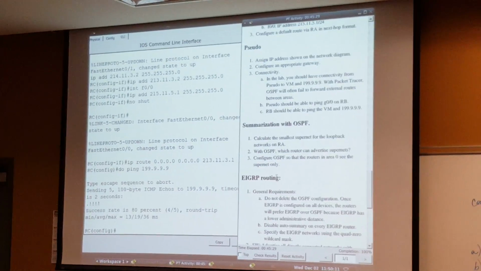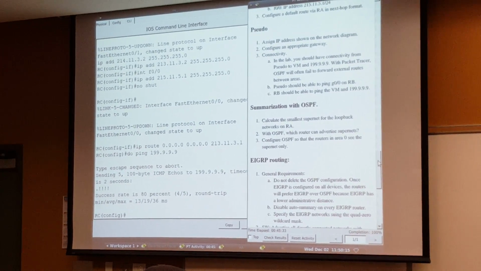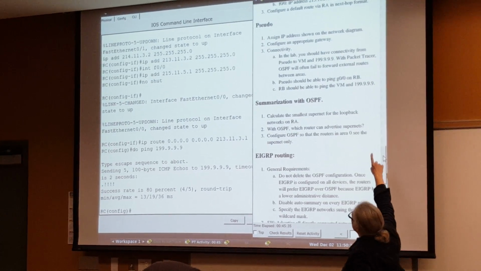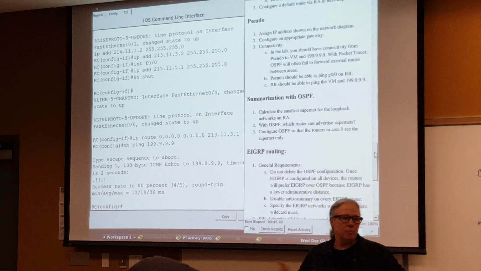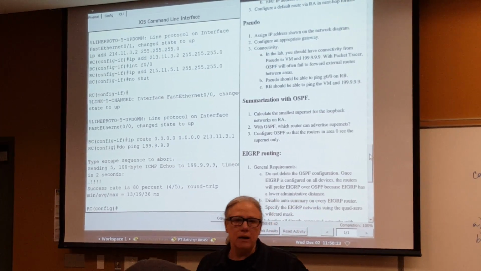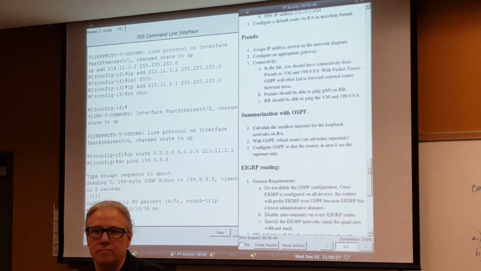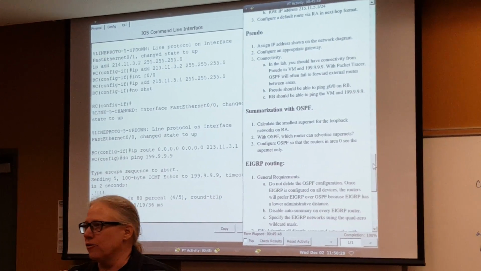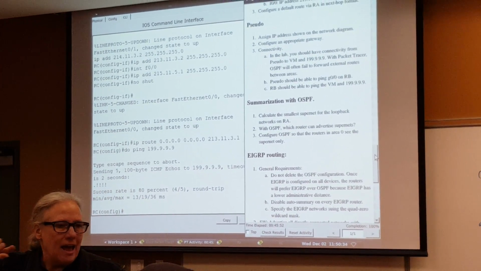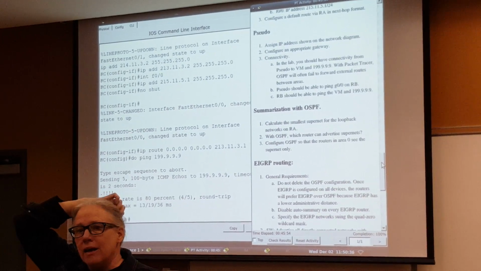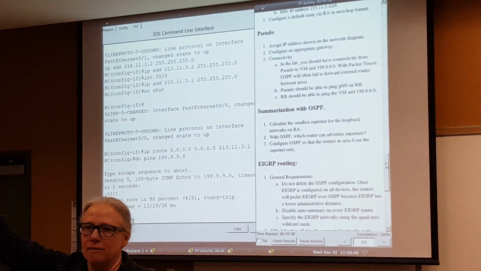Once I did the summarization, so connectivity, when you're testing connectivity, and this is up at the top, in the lab from the pseudo PC that I haven't bothered configuring, but you should in the lab be able to ping 199.9.9.9. With Packet Tracer, I found that it would work initially, and then over time, the area border router in the middle would stop redistributing the static route.